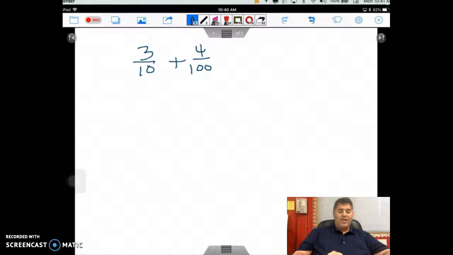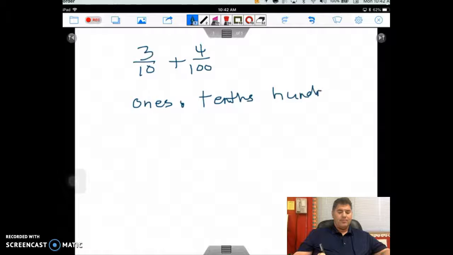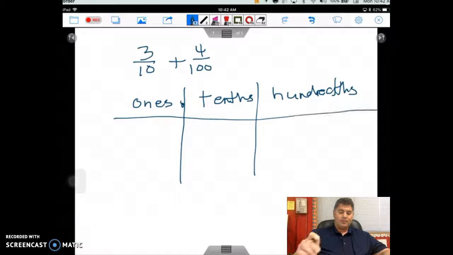A great way to look at that is through our place value charts. So let's start with ones, then the decimal point, then tenths, and then hundredths. All right, and then we'll go ahead and make our chart right here. And then it looks like we have 3 tenths.